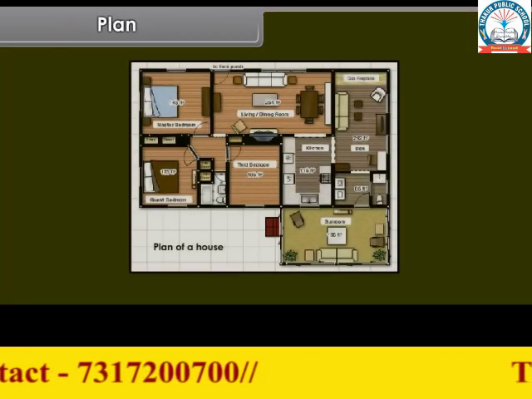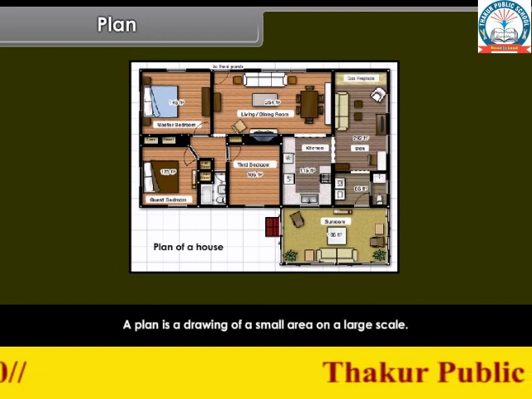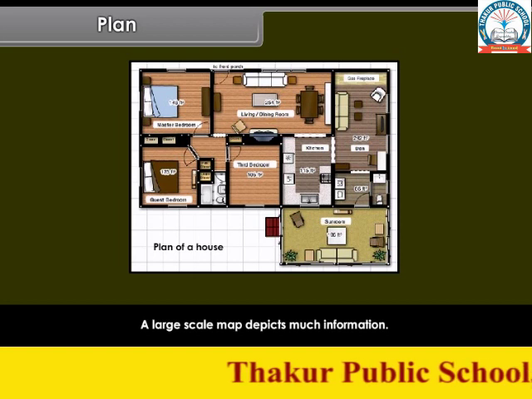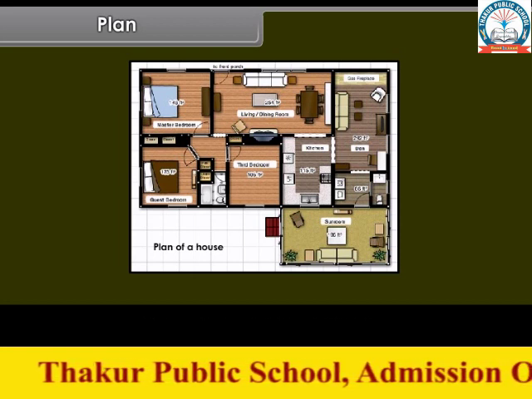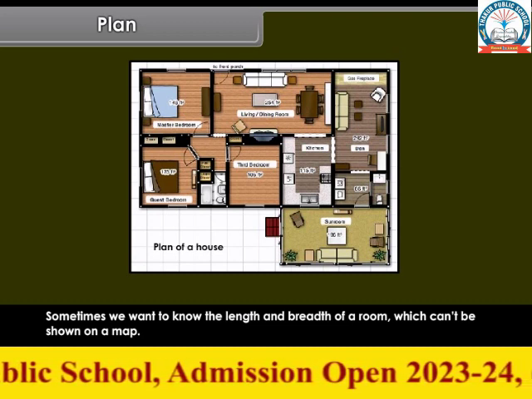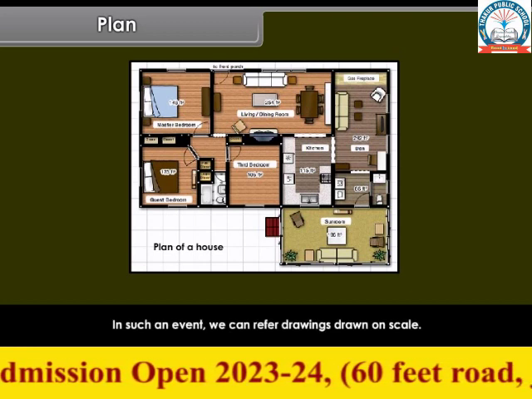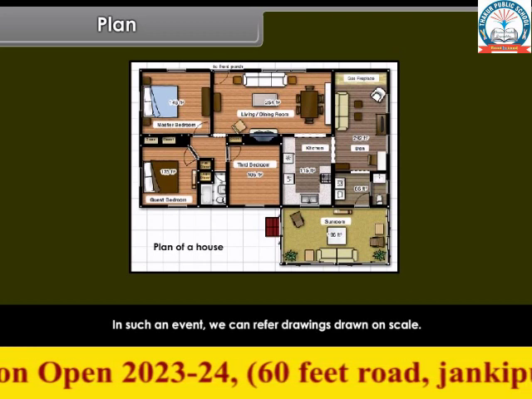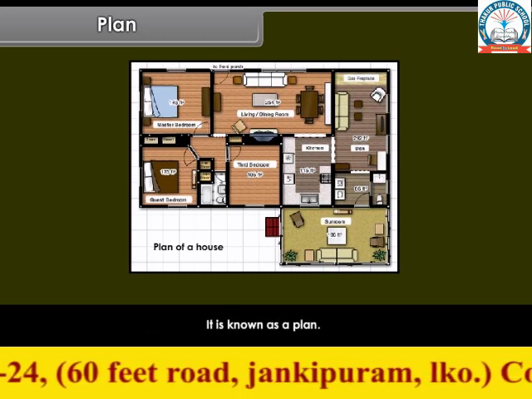Plan. A plan is a drawing of a small area on a large scale. A large-scale map depicts much information. Sometimes we want to know the length and breadth of a room which can't be shown on a map. In such an event, we can refer drawings drawn on scale. It is known as a plan.